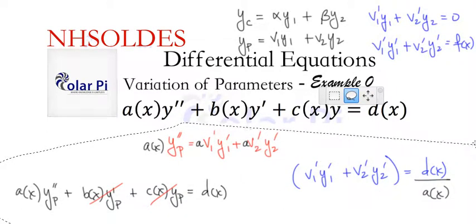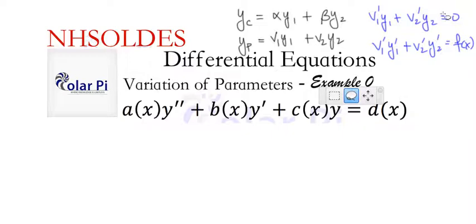So let's move forward with solving this system of equations in two unknowns, and we'll finally be done, right? Because now we see that this is a system of two equations and two unknowns, where the two unknowns are v1 prime and v2 prime. And if we can solve for v1 prime and v2 prime, then we can solve for v1 and v2. We just take the integral of v1 prime and v2 prime respectively, right?